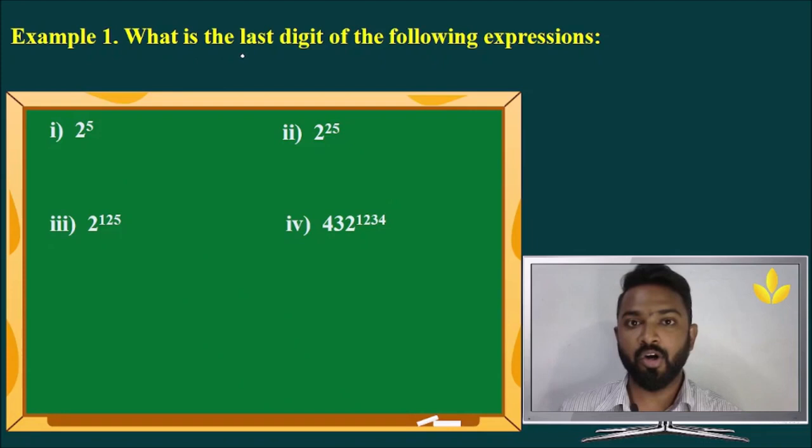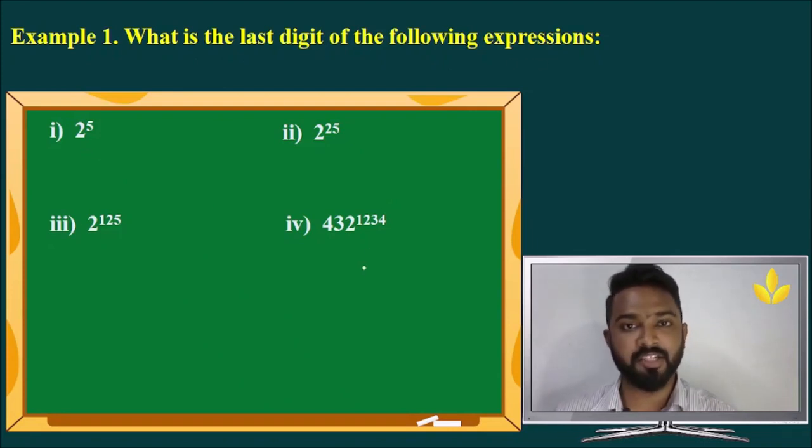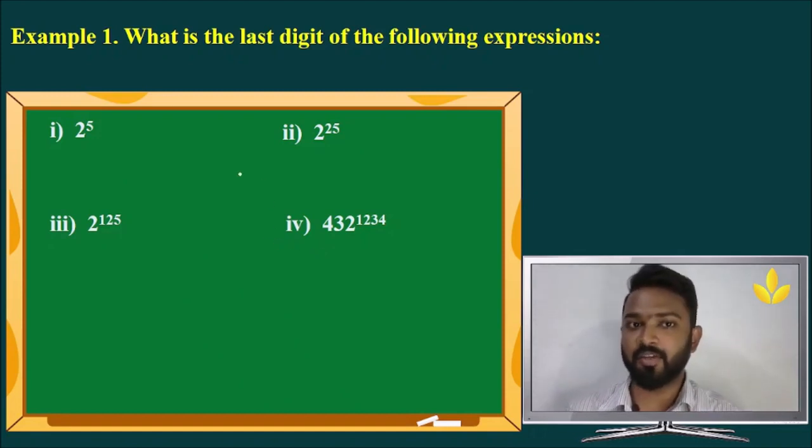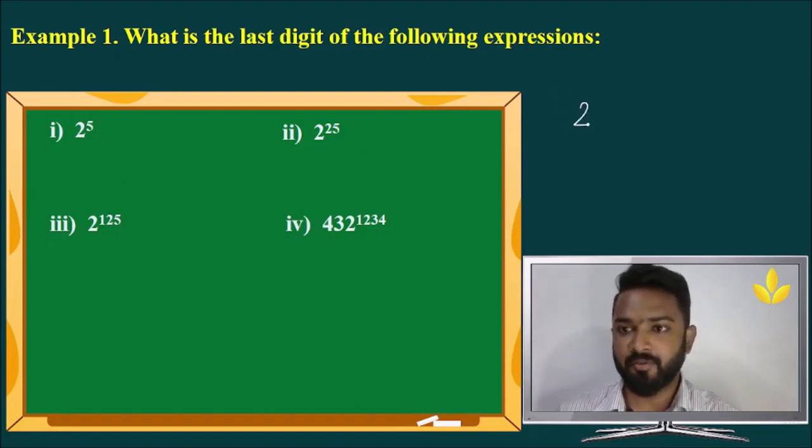Question number 1. What is the last digit of the following expressions? I have designed these questions in such a way that you understand the concept of power cycles step by step. So the first thing you always do is you write down the power cycle of the digit. So we have 2 over here. 2's power cycle includes 2, 4, 8 and 6.